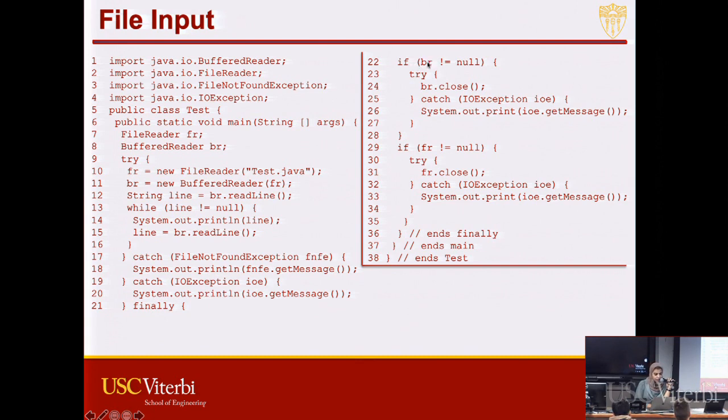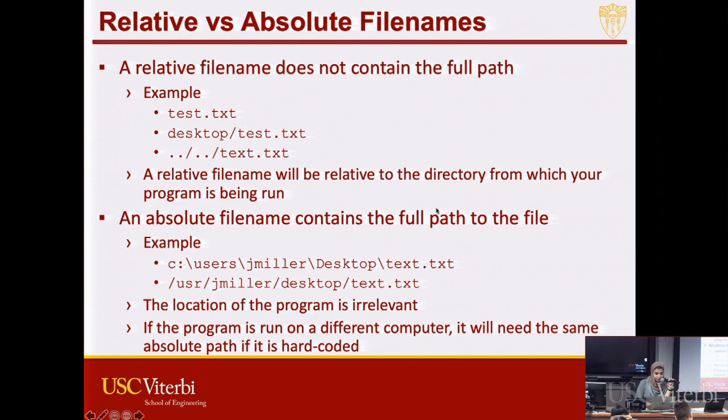So if the buffer reader is not null, try to close it, and this might cause an error. So just catch it by printing out the error message to the user. Then we want to close the file reader, and similarly it might cause an error, and we will catch it here. It will be more clear when we implement it together.